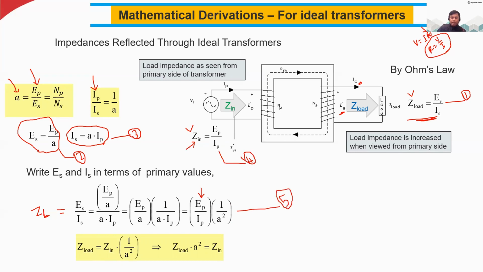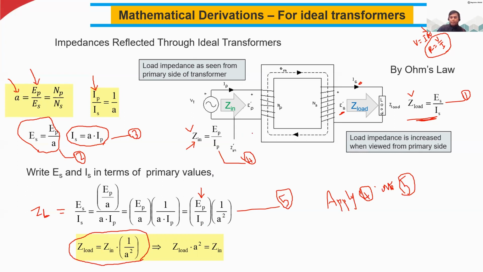So I am going to apply equation number 4 into equation number 5. Apply equation 4 into 5. So what will happen now? Z load is equal to Z in times 1 divided by A square. This is the final equation we found for Z load. So Z load is the load impedance.